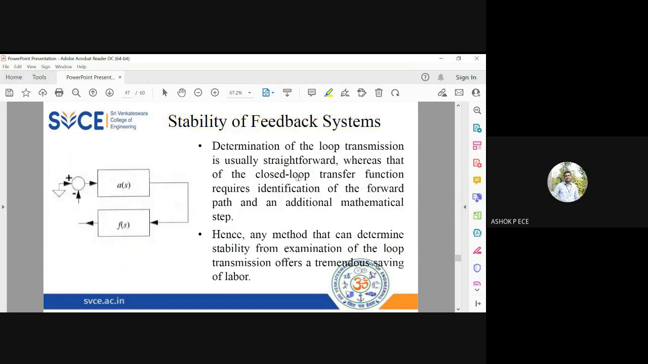Many methods are there to analyze the stability of feedback systems, and we are going to see some methods which are going to help us get an understanding of what the stability is going to be.